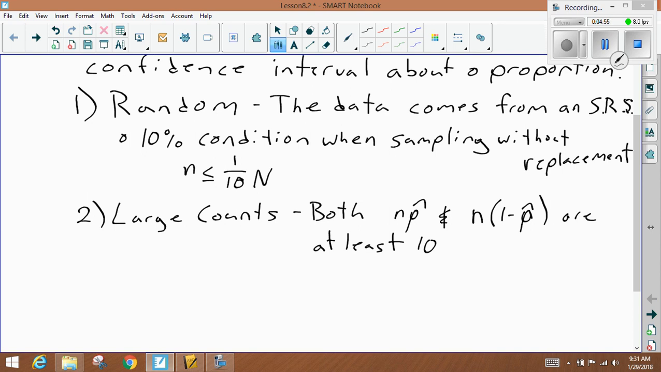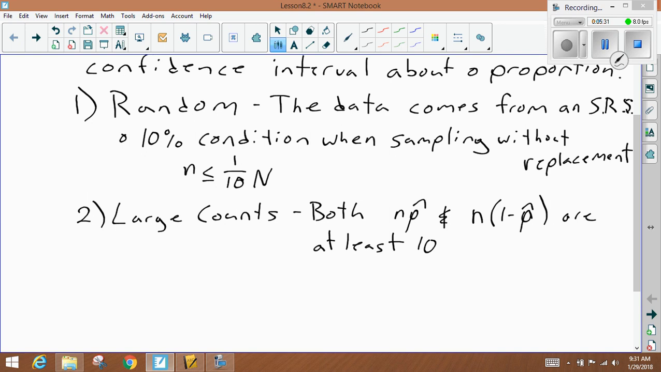Why is that important? Because you need to be able to use the standard deviation of your sample for your p-hat, right? In order to calculate a confidence interval. If this condition is not met, then you cannot use that sigma sub p-hat, right? The standard deviation of your sample proportion. All right.